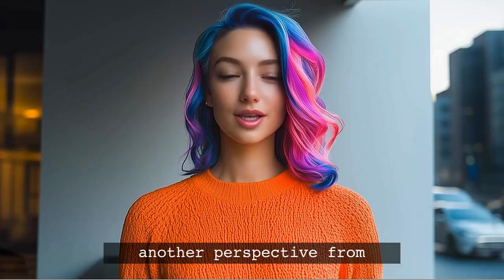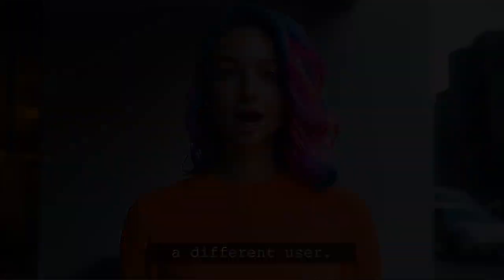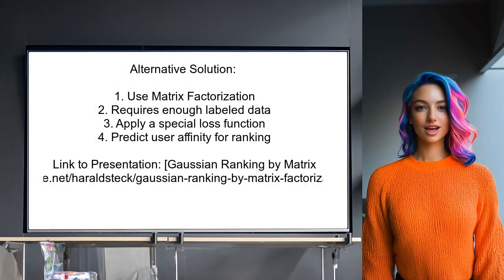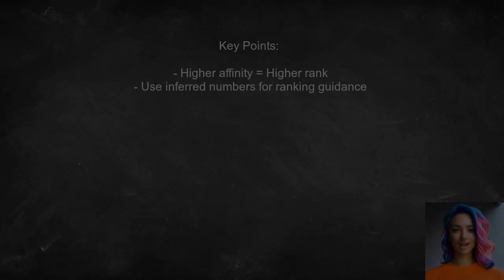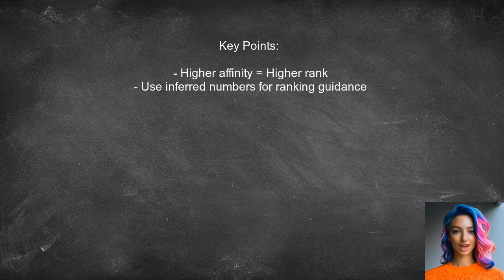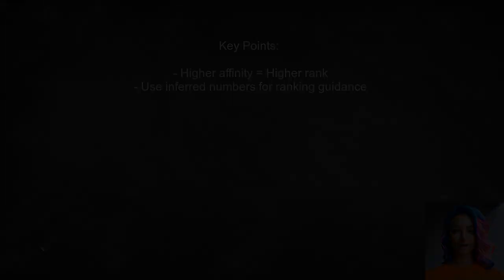Let's check out another perspective from a different user. An alternative approach suggested by a user involves using matrix factorization. If you have enough labeled data, like user history, this method can help rank items effectively. By applying a special loss function, you can achieve good results in predicting user affinity for each newsfeed item. The user emphasizes that the inferred number from matrix factorization can guide your ranking. Higher affinity means a higher rank for the newsfeed items.